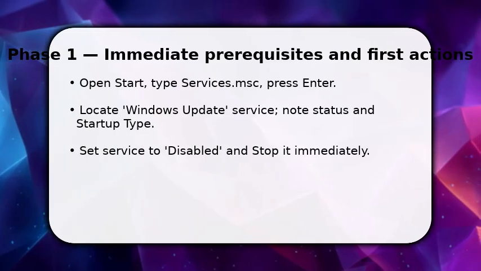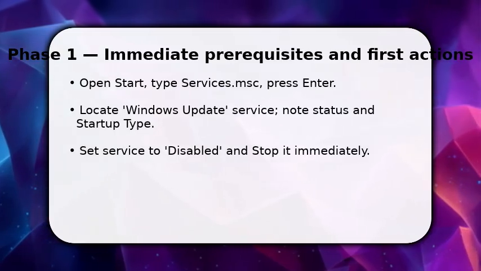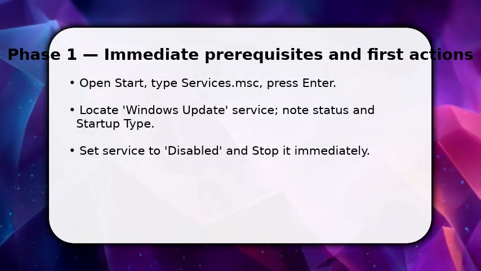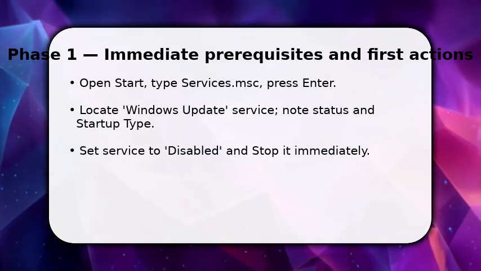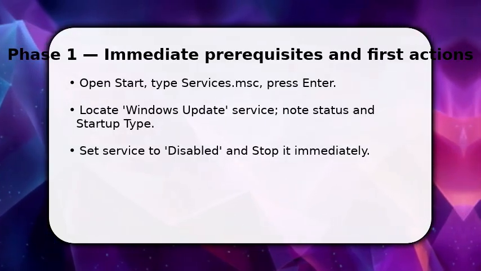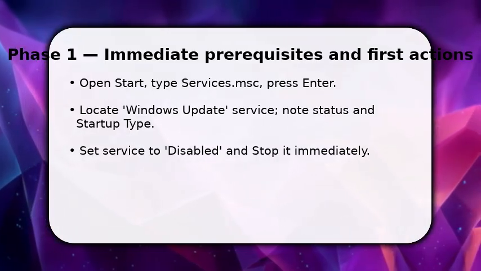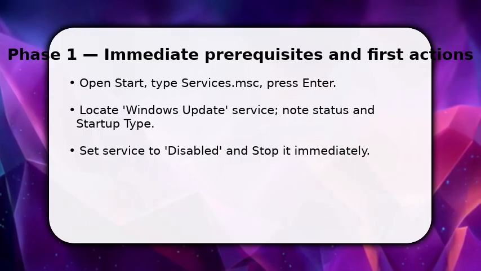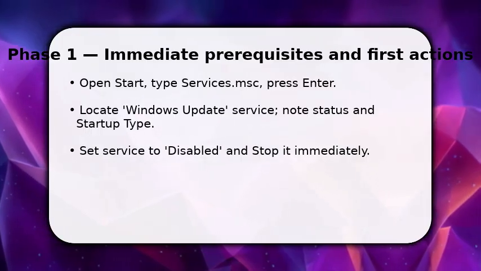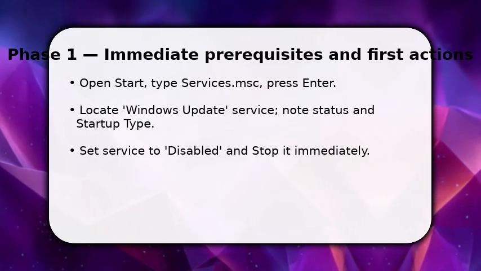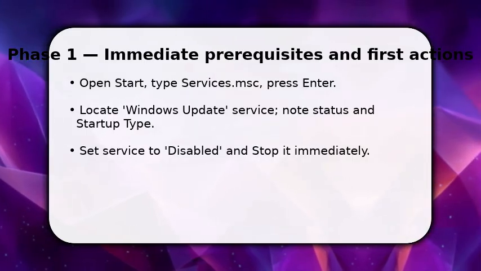Enjoy the video. You begin by opening services.msc to act directly on the Windows Update service. You do this because stopping the service prevents in-progress downloads and allows configuration changes. Once the Services console is open, find Windows Update, double-click and change Startup Type to Disabled, then click Stop. Do this now to halt automated activity.